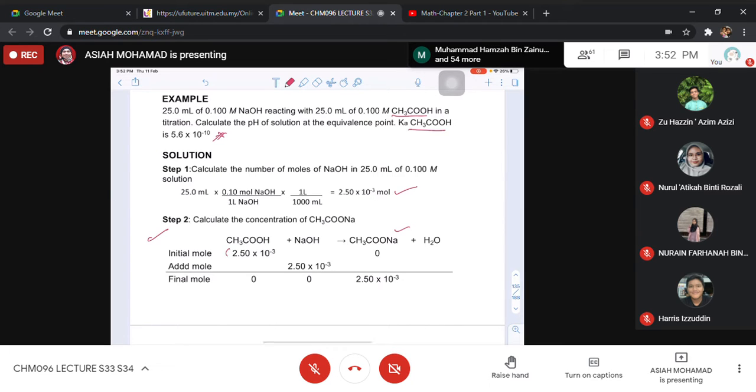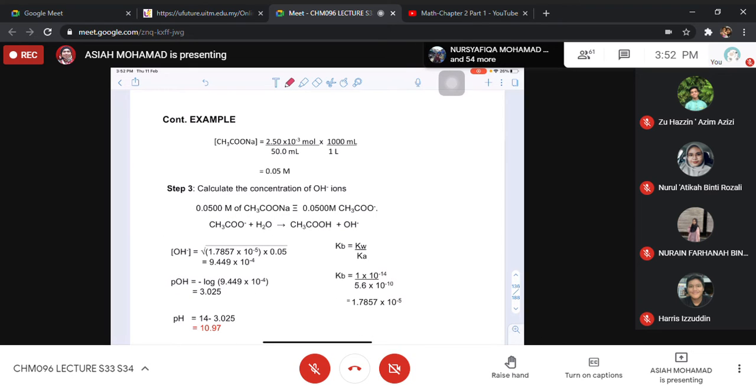Okay, how much acid is present, that much you need to add for base. At the end of the reaction, there is nothing left of acetic acid and sodium hydroxide, but whatever amount reacted will produce the same amount of salt. After you get the number of mole for salt, divide by the total volume to get the molarity of salt.